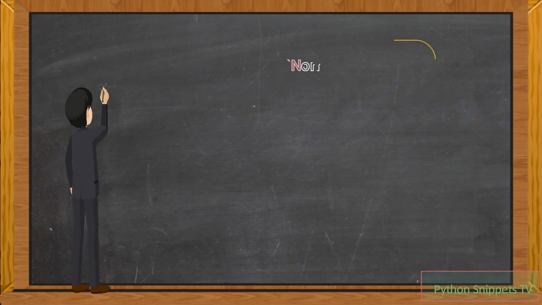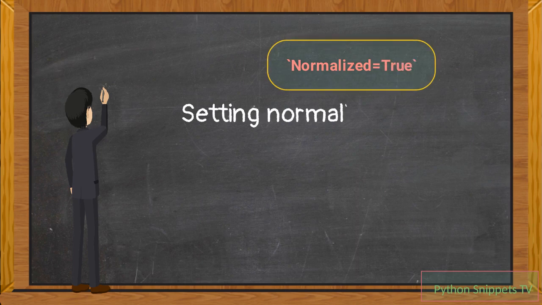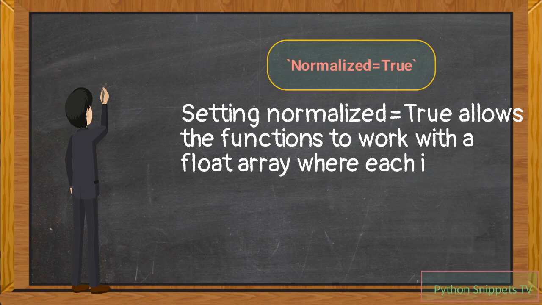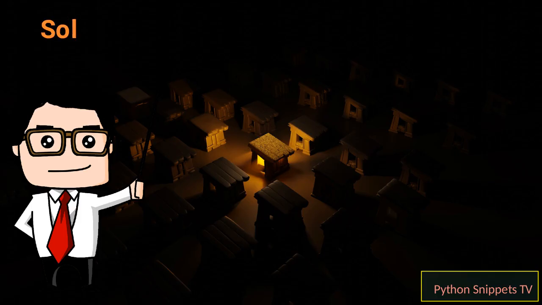What does normalized=True do in the read and write functions? Setting normalized=True allows the functions to work with a float array where each item is in the range of -1 to 1.